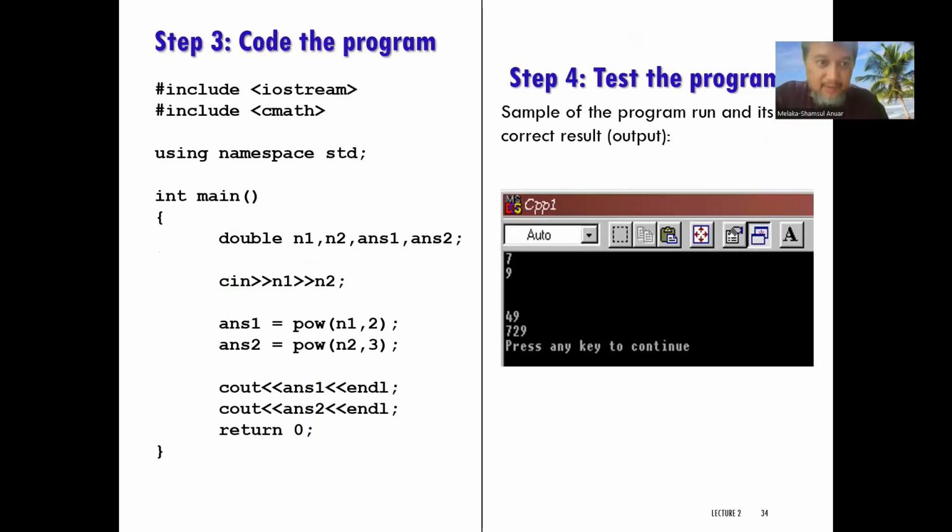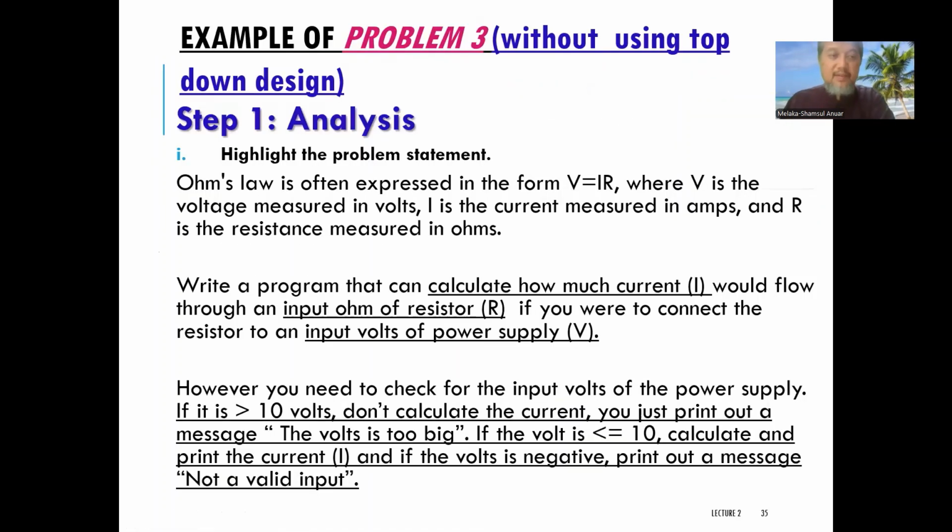And if you run this, on the left is the code. Okay, you can copy this. So maybe from your PDF you can do it, and then run it, and you should get 7 and 9. And these are the answer or the output from this program: 49 and also 729.